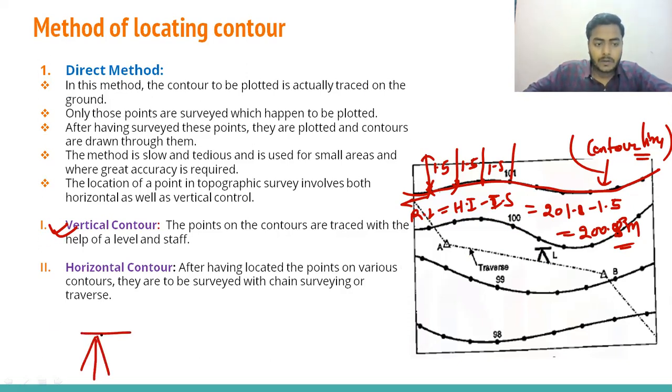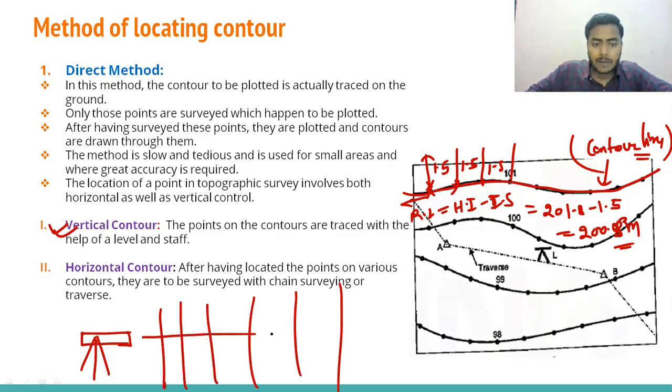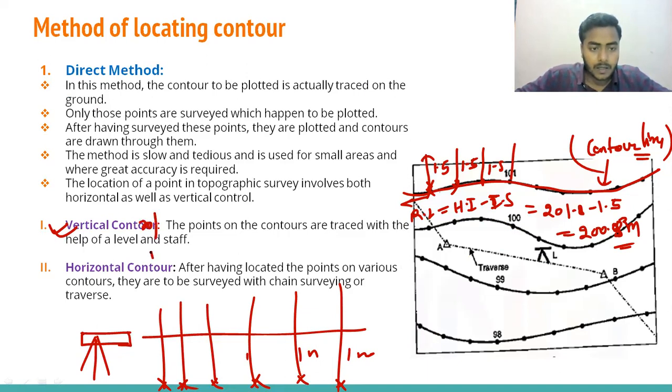Suppose we have kept this leveling staff here, and on every staff the reading is, say, 1 meter. Here is 1 meter, 1 meter, 1 meter. It means the elevation of all these points on the ground will be equal. Once vertical control is done, sorry, this is vertical control, you can just correct it, then we can go for the next procedure.